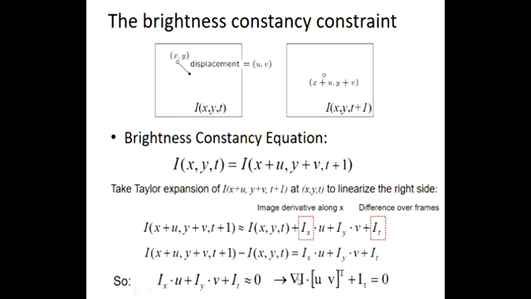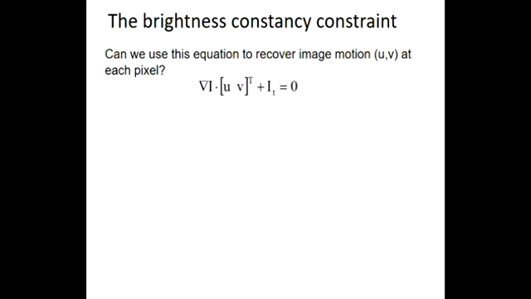So the gradient, delta I here, or del I, is the gradient in the x and y direction. It's a two-vector. Dot the displacement, which is what I want to solve for, plus the difference over time should be equal to 0. So this gives us a constraint that we can use to solve for u and v.